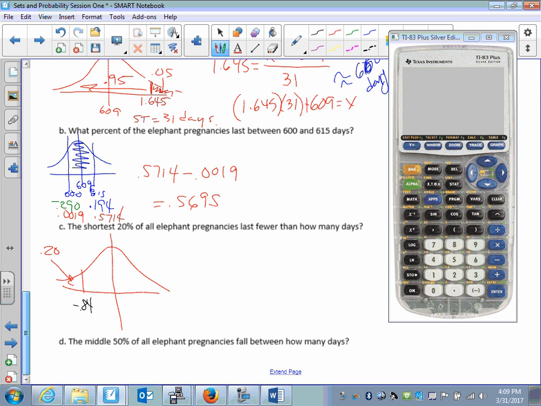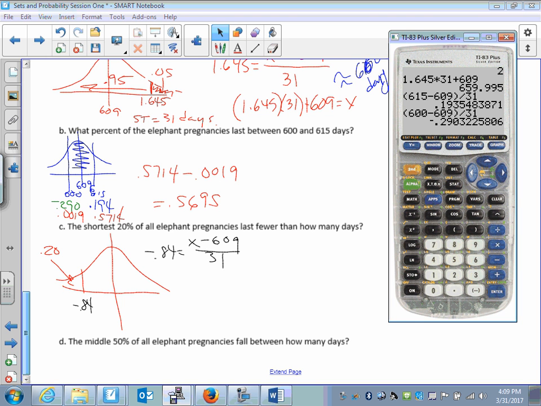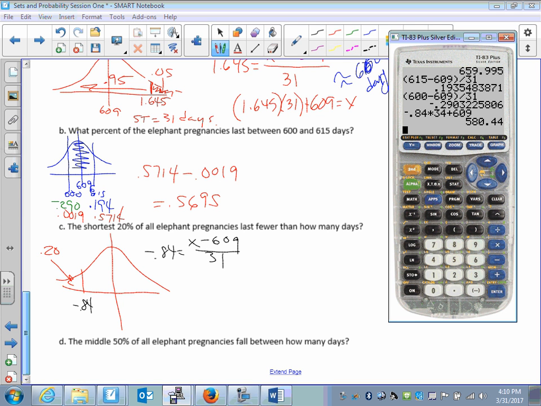And so now we're going to change that into a number of days. We have negative 0.84 is equal to x minus 609 over 31. So we multiply negative 0.84 times 31, and then we add 609 to that, and we get 580.44. So about 580 days.